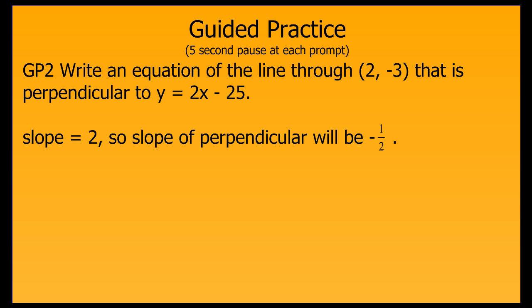The slope of the given line is 2, so the slope of a perpendicular line is going to be the negative reciprocal of 2, or negative 1/2. What's the next step? Now we fill in our point and our slope into point-slope form and simplify the left side a little bit. We're done.